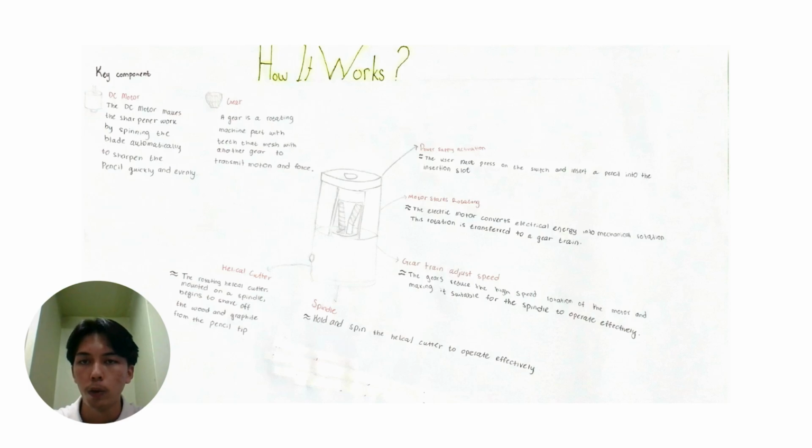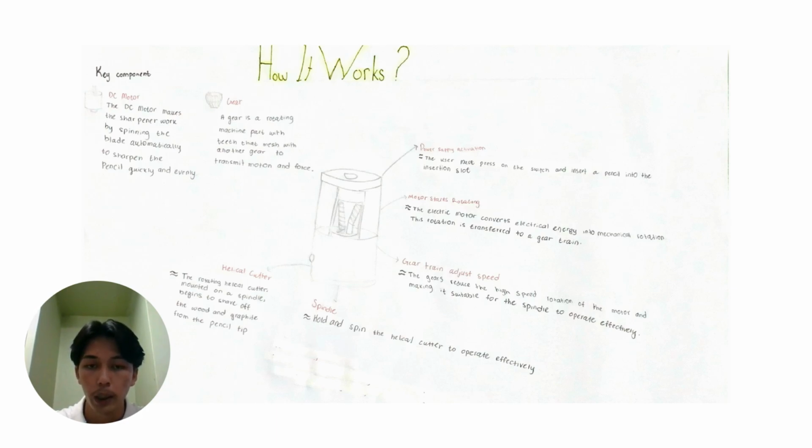Next, I will move to how the electrical pencil sharpener works. So the first, the power supply activation. The user must press on the switch and insert a pencil into the insertion slot. And the second is the motor starts rotating. The electric motor converts electrical energy into mechanical rotation, and the rotation is transferred to a gear train.